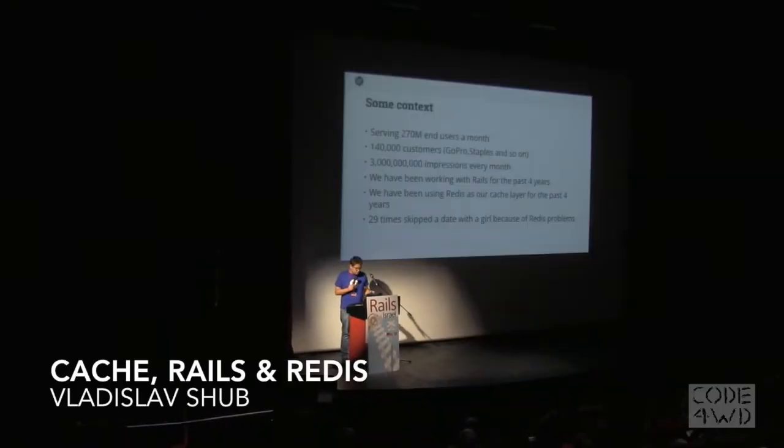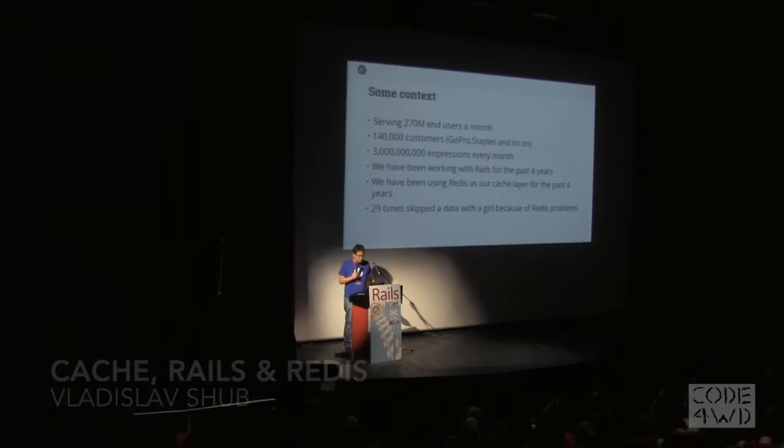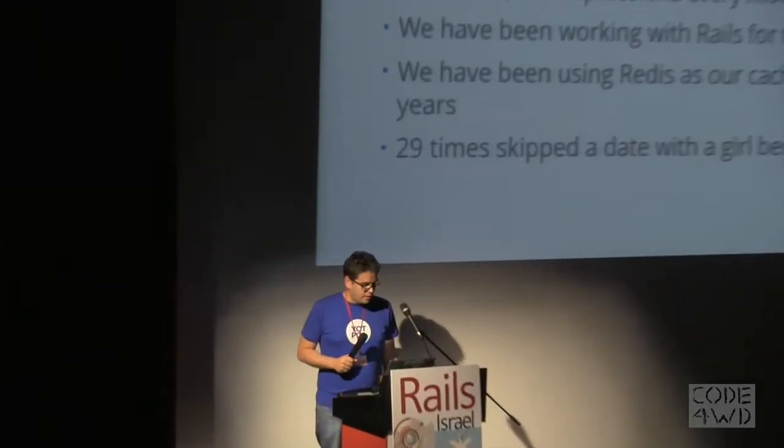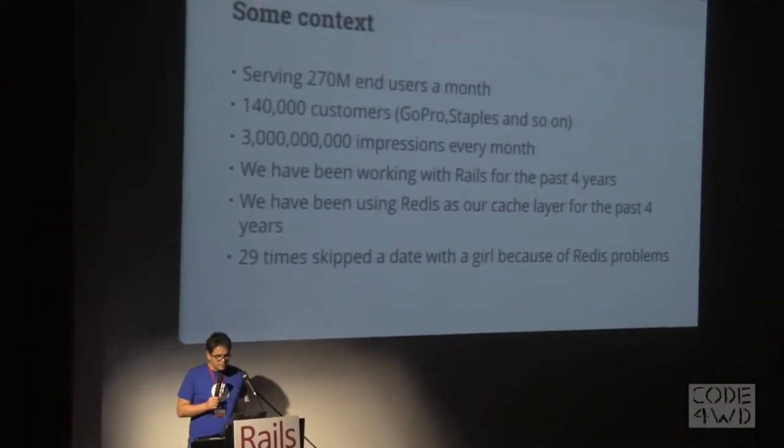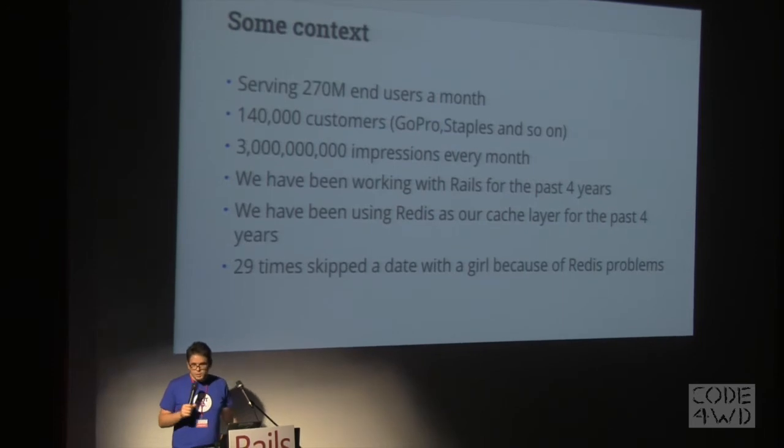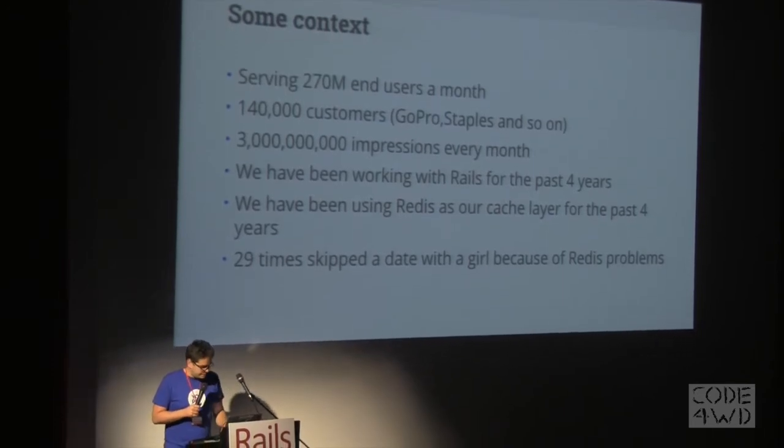From Yotpo, and we're going to talk about Redis, Rails, and Cache. Some background about Yotpo. We are serving 270 million end users. We have 140,000 customers and about 3 billion impressions a month. For the past 4 years, we have been working with Rails and Redis a lot, and because of issues in Redis, I missed 29 dates.